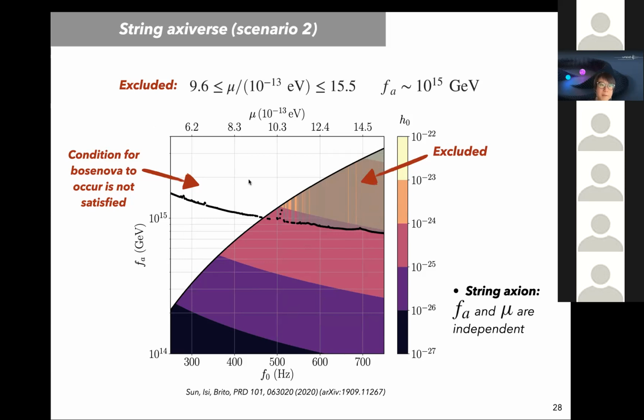And the white parameter space is where the condition for boson nova to happen is not satisfied, so we cannot apply this scenario here. Okay, so this is the main result from this directed search.